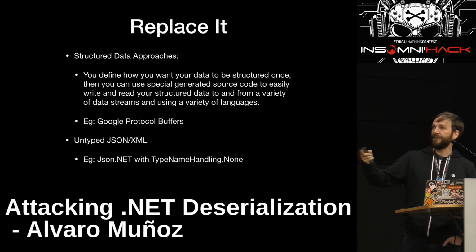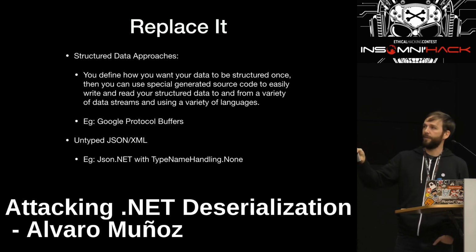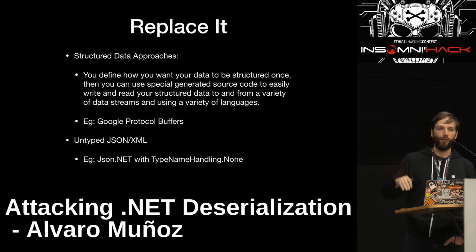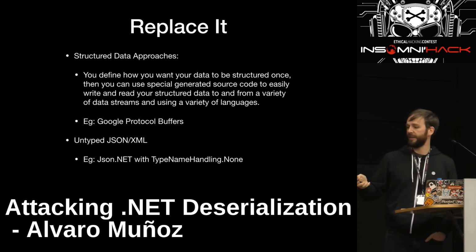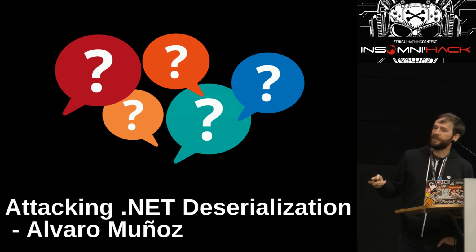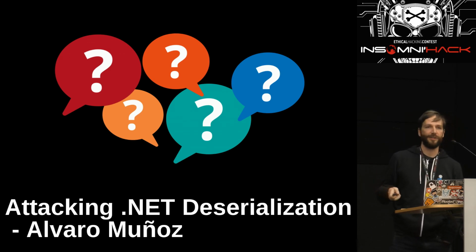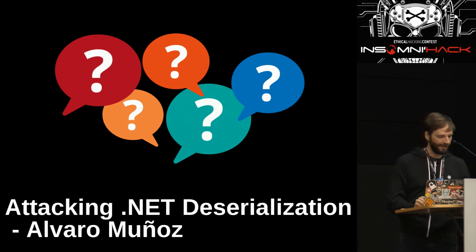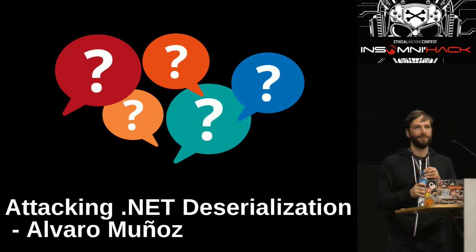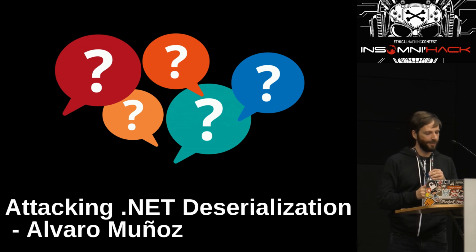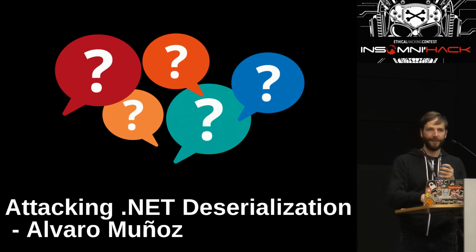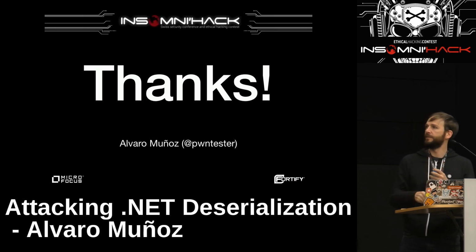Last but not least, JSON and XML are also secure, but as long as you don't include type information, like we saw, for example, in JSON.NET. So that's all I had for you. If you have any questions? No questions? Any questions, someone? Oh, there's a question.